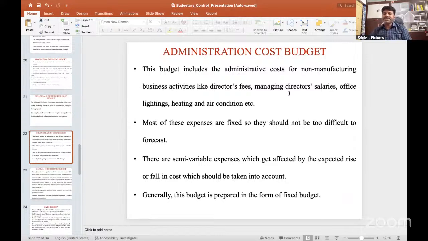Most of these expenses are fixed, so they should not be difficult to forecast. Generally, the employees we set up for administration purposes are paid a fixed salary. So whatever we are paying, estimating that amount is very easy compared with manufacturing expenses. They are semi-variable expenses, which may be affected by an expected rise or fall in cost, which should be taken into account. Generally, this budget is prepared in the form of a fixed budget only.